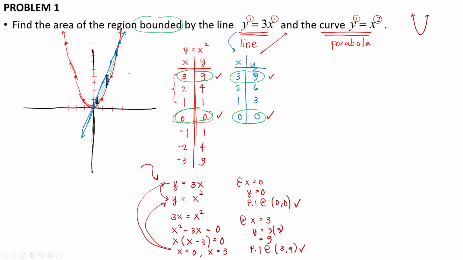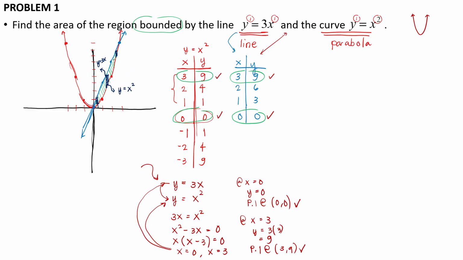It won't change or alter in whatever position we place the vertical strip. Again, what do I mean by this? The y top here is the blue line, that's y equals 3x. And the bottom part here is the red one, that's y equals x squared.